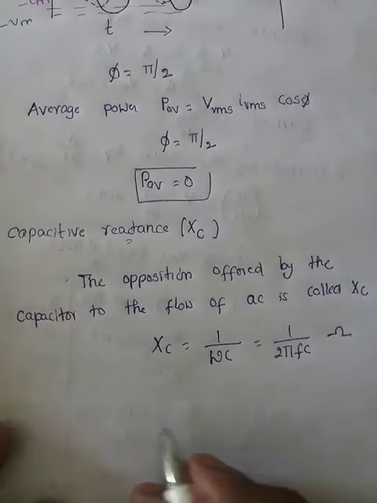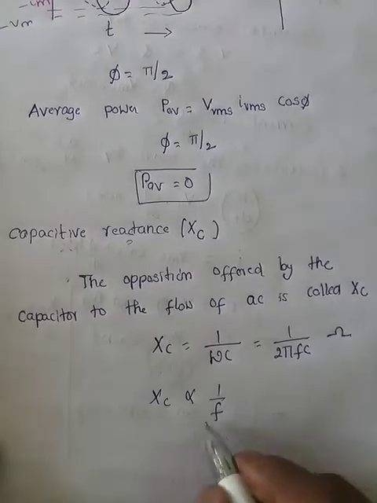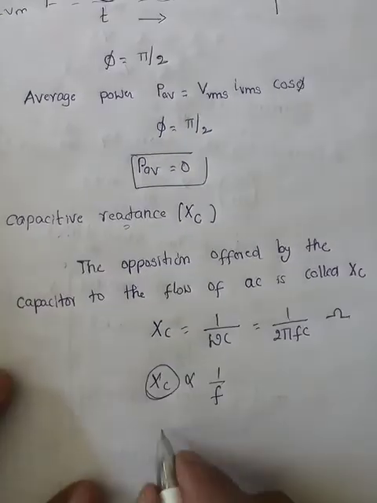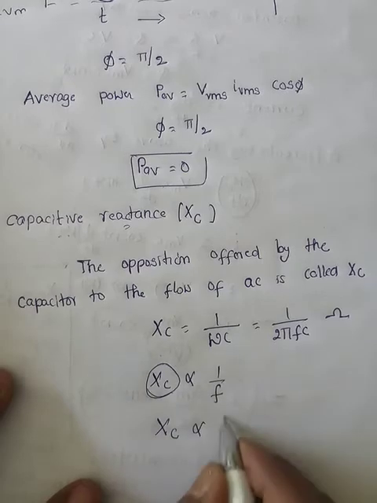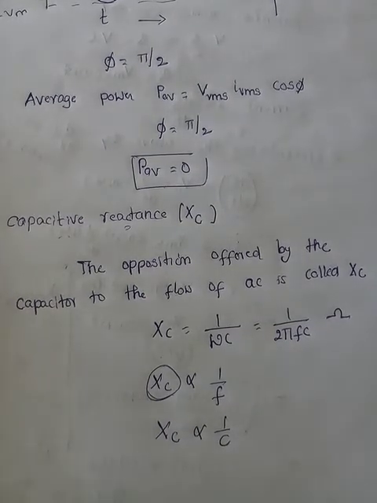Here Xc is inversely proportional to frequency. If frequency decreases, capacitive reactance increases, and Xc is also inversely proportional to the capacitance of the capacitor. So, this is about capacitive reactance. The opposition offered by the inductor to the flow of AC is called inductive reactance, and the opposition offered by the capacitor is called capacitive reactance.